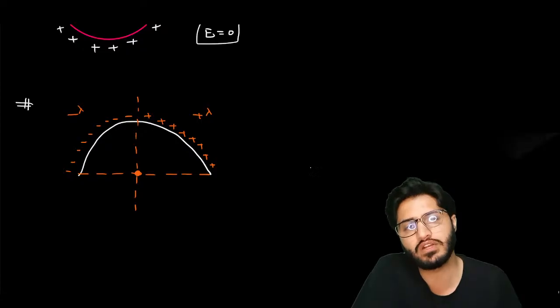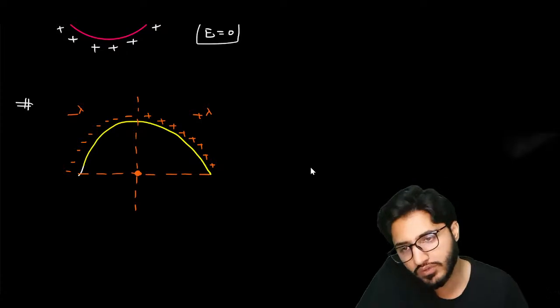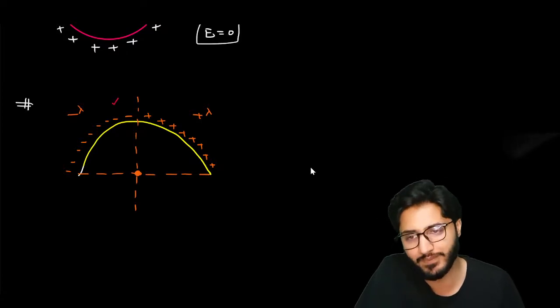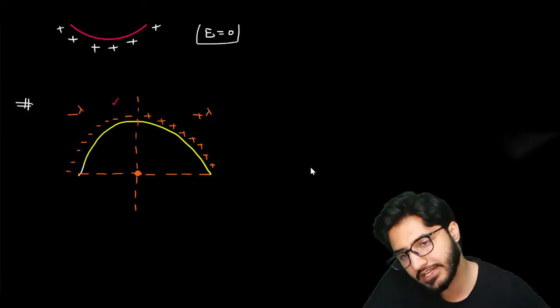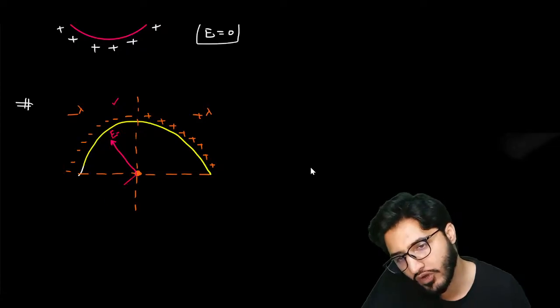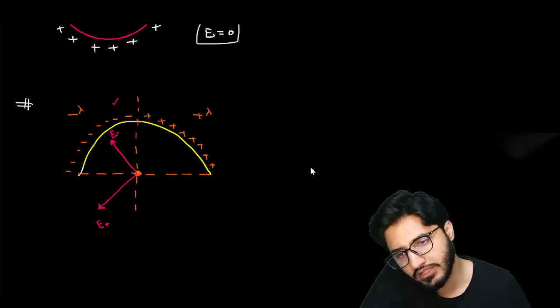So what we can do now, I can break down the numerical into two equal parts. This one separate, and this one separate. Due to this particular portion, we know the answer: it would be root 2 k lambda by r, but its direction would be like this. This would be E due to negative, and my positive will be like this, E due to positive. This is 45 degree, and this is 45 degree.